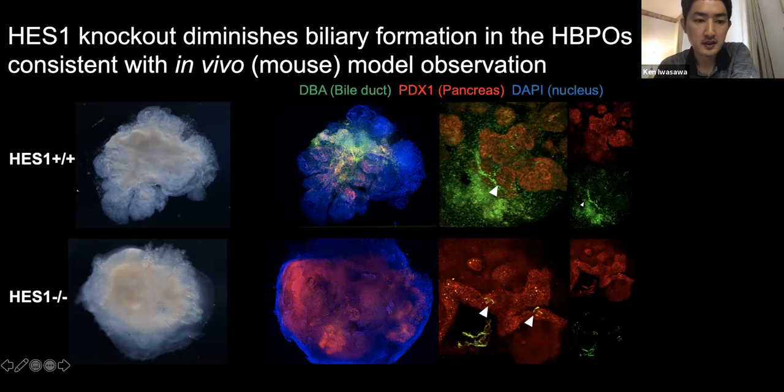And when you look at the normal HES1 expression organoids, you see the bile duct and the pancreas marked with red and green here. And you see the green interconnected with pancreatic tissues. Whereas when we knocked out the HES1 completely, the similar organoids are lacking the bile duct structures, and the PDX1 expression is increased, as you can also see in this high magnification here.